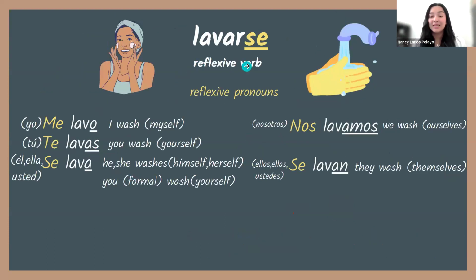Entonces, lavarse. Again, we have the reflexive verb. We have the se. It tells us it's a reflexive verb that we need and we must use a reflexive pronoun. Me lavo, te lavas, se lava, right? And you have them here in English. I wash myself, you wash yourself, se lava, he, she, or you in the formal washes himself, right? Nos lavamos, we wash ourselves. Se lavan, they wash themselves, ¿sí?